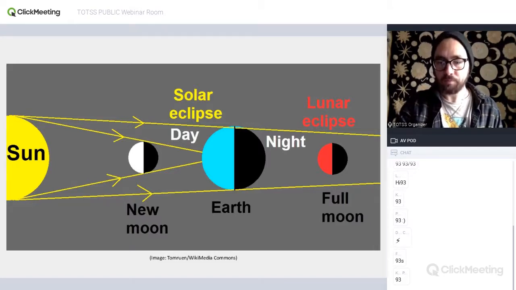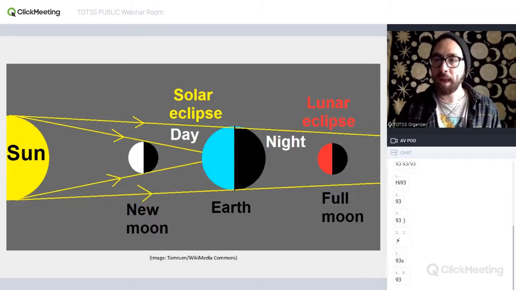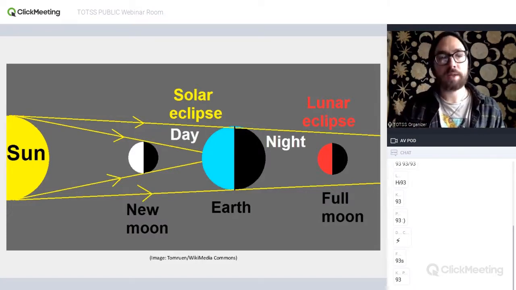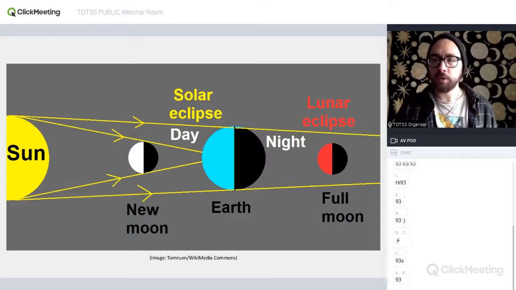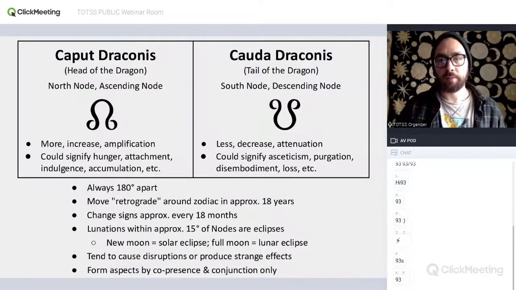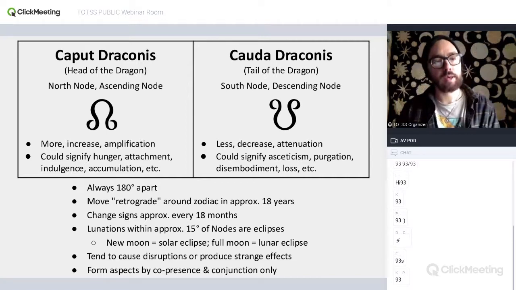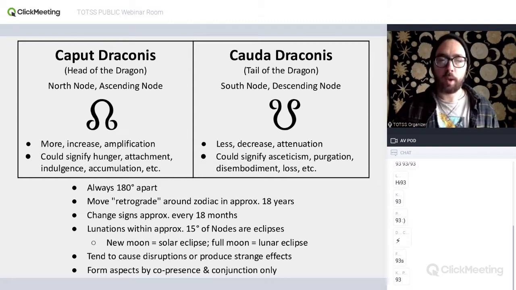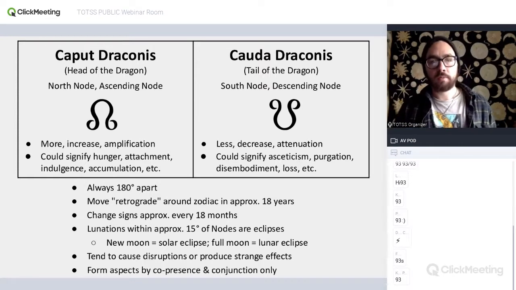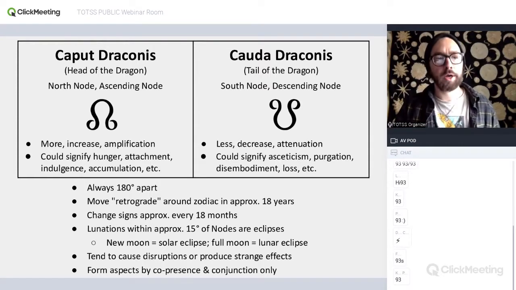And so these points, although of course they're just mathematical points, where the moon's orbit intersects with the ecliptic, we treat them as objects, though a slightly different type of object from the other planets. And so the ascending node, which is also called the north node, which is easy to remember, ascending is on the way up. The north node is when the moon is heading north of the ecliptic. And then the descending node is the south node, because the moon is on her way heading south of the ecliptic.